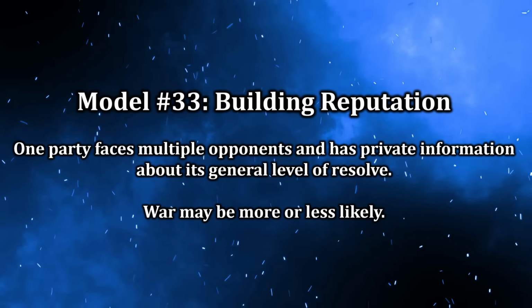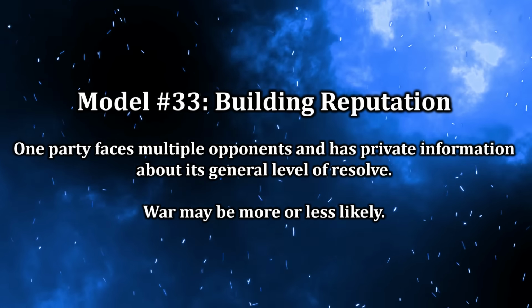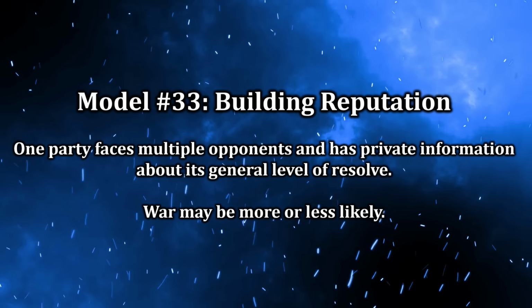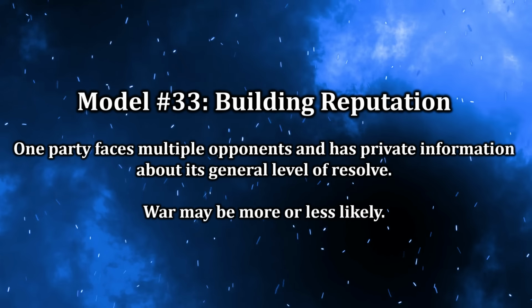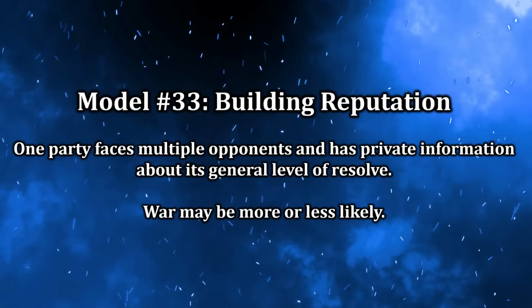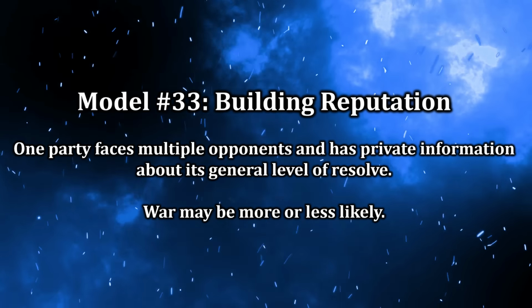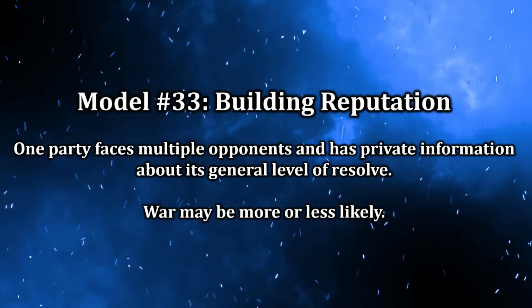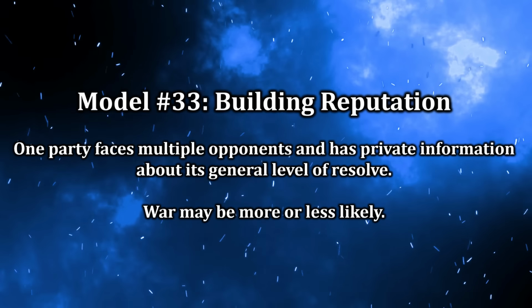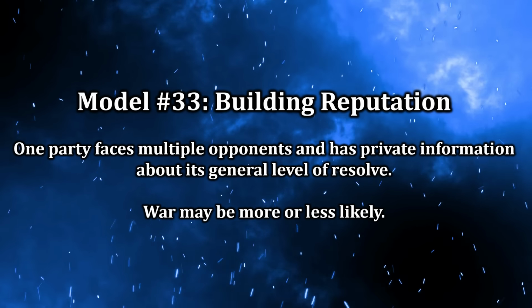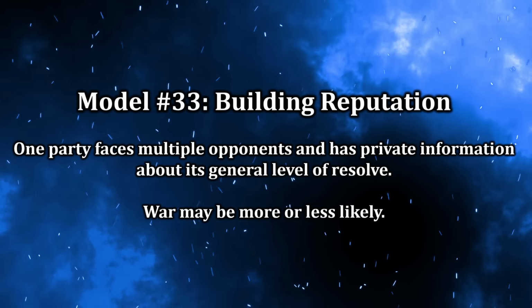And model number 33, building reputation. What if one party has to negotiate with two opponents sequentially? This would seem to encourage that party to fight the first battle to establish a reputation for toughness, thereby allowing it to extract greater concessions from the second opponent. However, there is a difference between having greater incentive to fight and more fighting actually occurring. Indeed, the first opponent can recognize that incentive and make a more generous offer to buy out the option to build a stronger reputation. This effect sometimes dominates, creating situations when peace is more common when there are sequential negotiations.